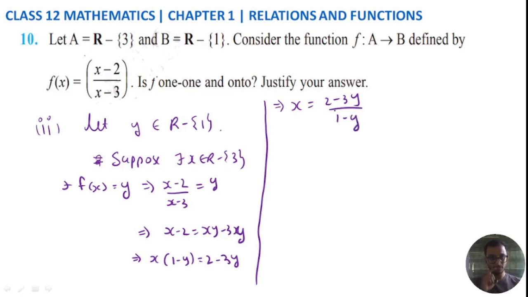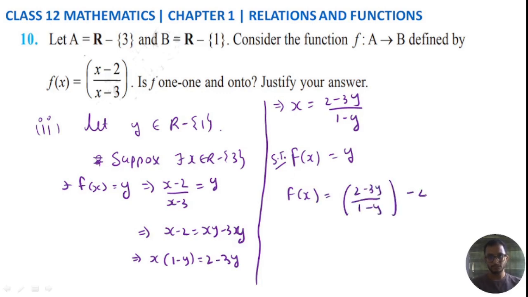Now I am giving you one task. You should verify that when you find f(x) with this x, you will get it to be the same as y. Let me give some intuitive idea, then you do the remaining simplifications. So f(x) will be [(2 minus 3y)/(1 minus y) minus 2] upon [(2 minus 3y)/(1 minus y) minus 3]. You should verify this. This will be y. Then you will be done, right?